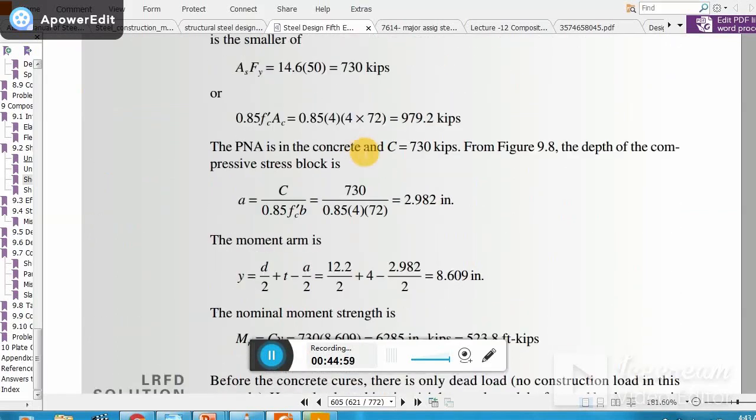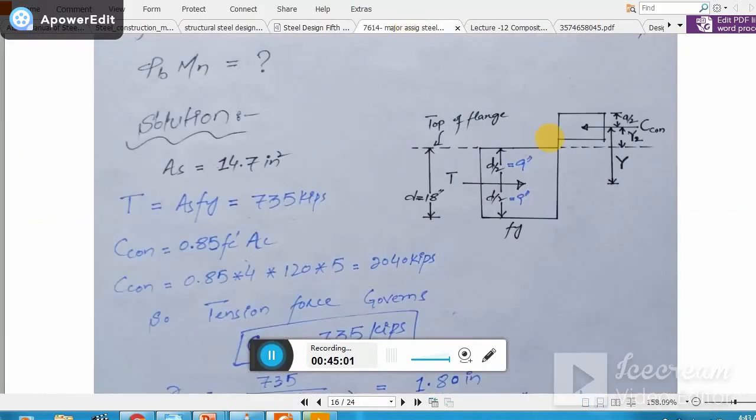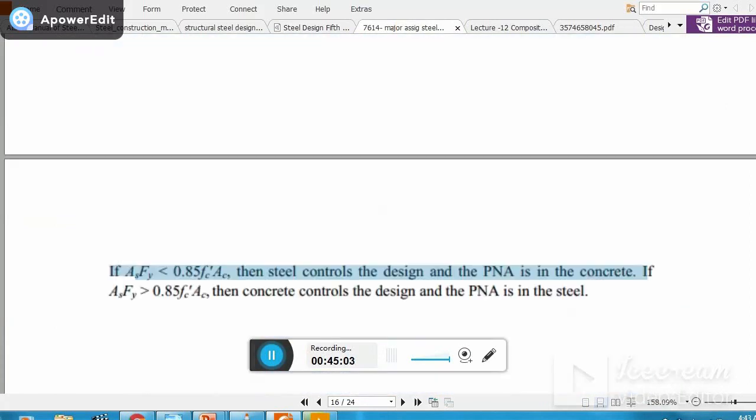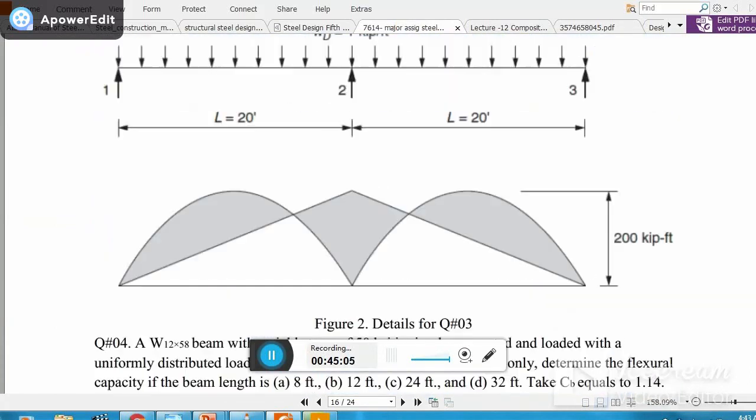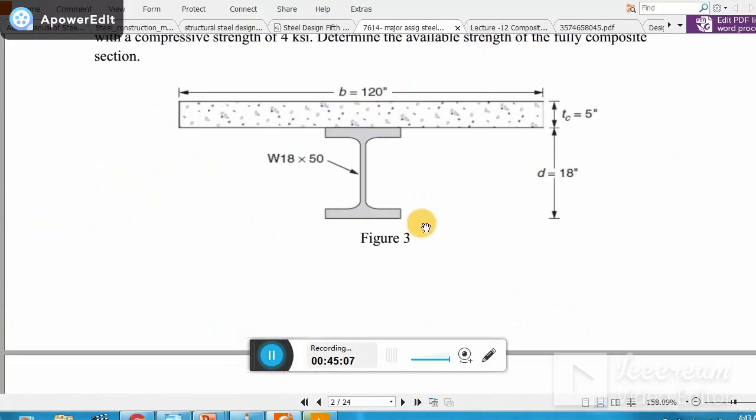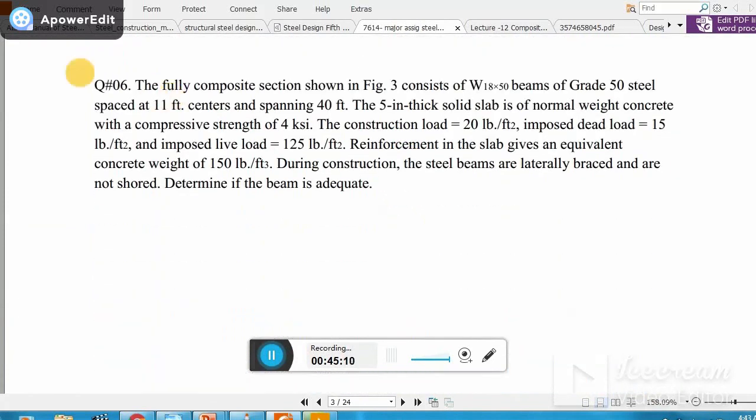Okay, so this will help you in covering question number 6, which we have to do. Although this major assignment is not finished right now, we have to use the same concept here, and we did that example.